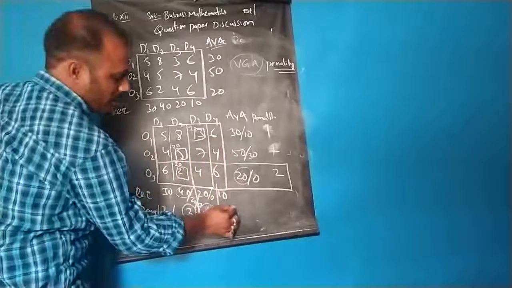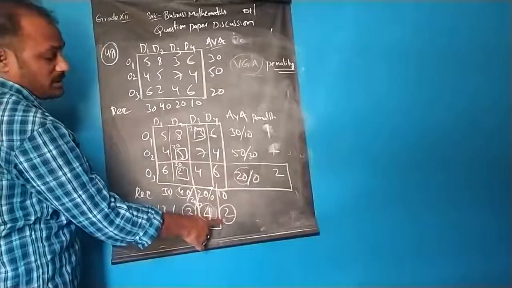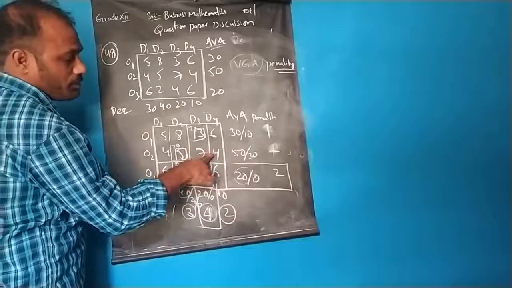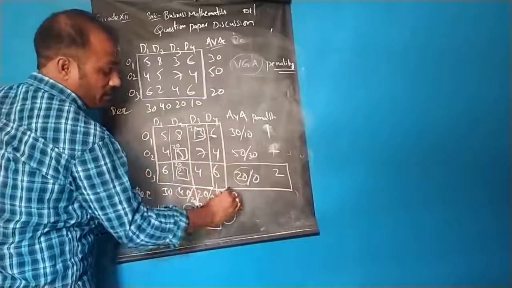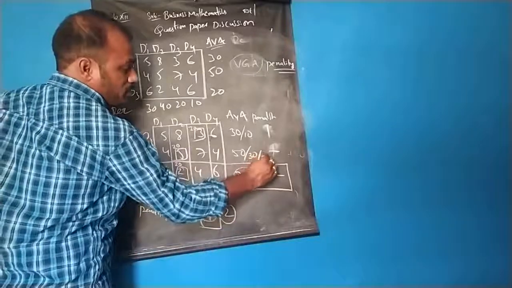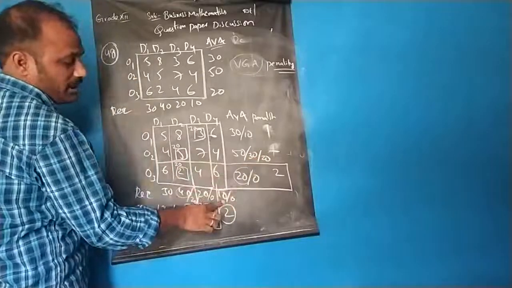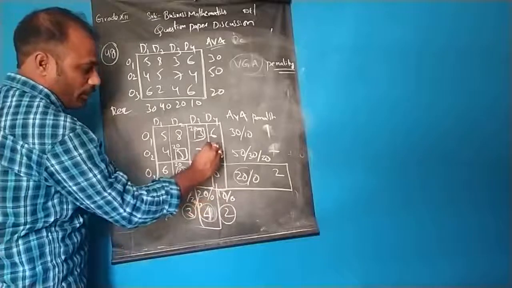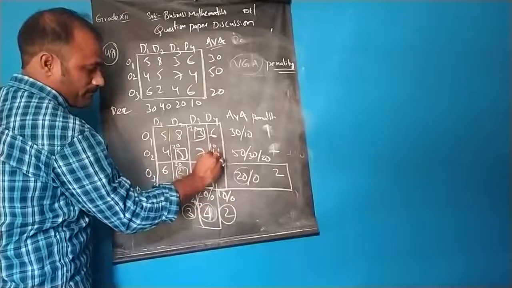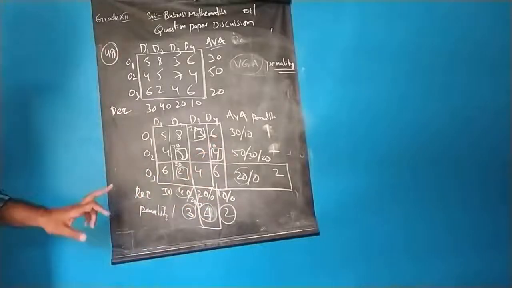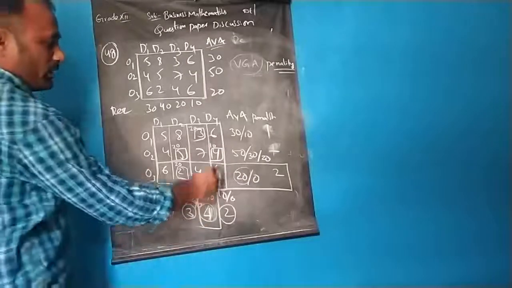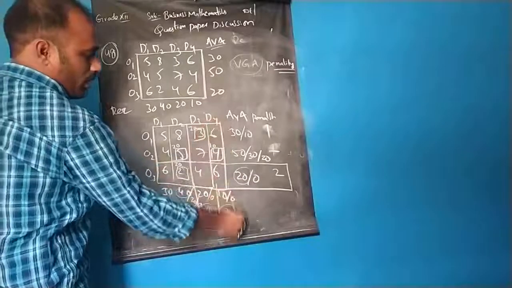Since the highest penalty is 2, the smallest number is 4. So here 30 and 10. 10 minus 10 is 0, 30 minus 10 is 20. Since I got 10, I have to mark 10 here. Since I got 0, this total column also becomes 0.